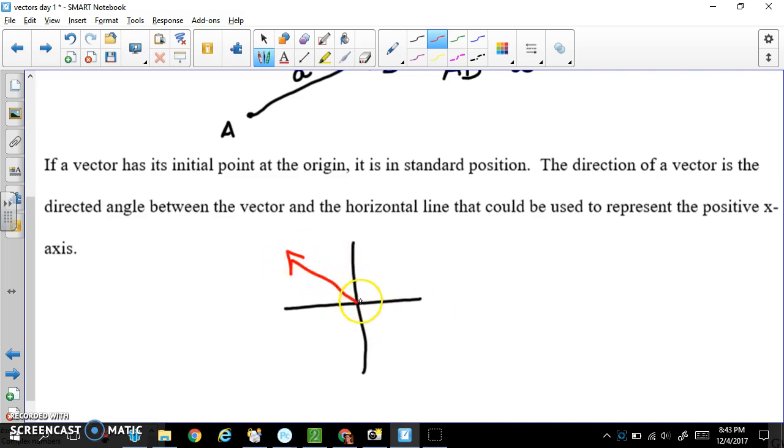So this one right here, I could say, let's just call this 120 degrees. And I could give it a magnitude of 5. So that means that from start to finish, it's 5 for my magnitude. So my length is 5. And I'm going 120 degrees. So that's what a vector has. It has a direction and a length.